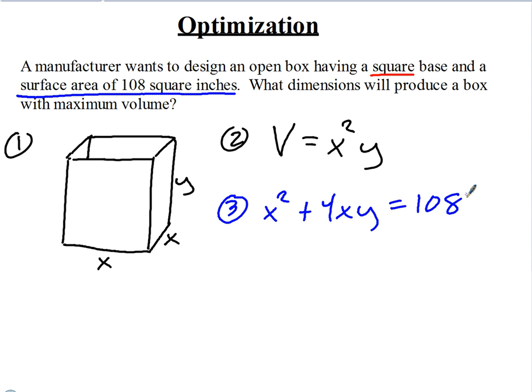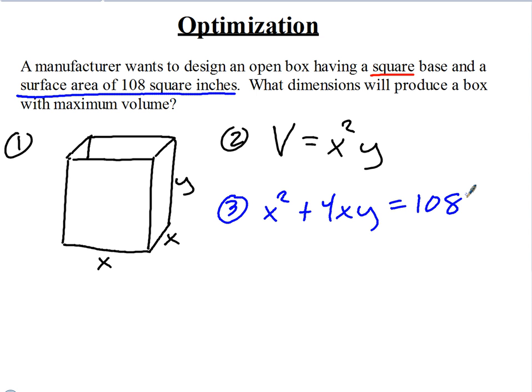I can factor it. I can do lots of things with it. But now remember what my purpose is. The reason we got this is because our primary equation has too many independent variables. So what I want to try to do is eliminate a variable, and the way we do that is by using a variable substitution. I want to come up with a substitution equation.